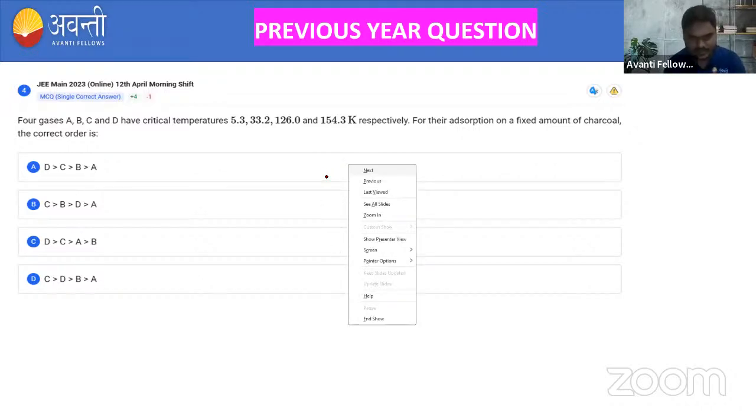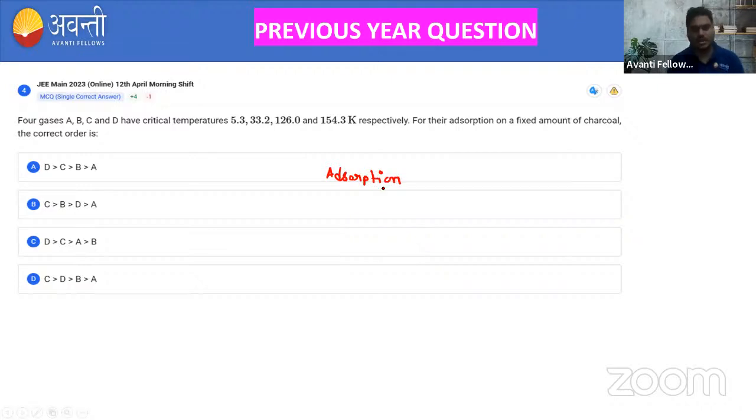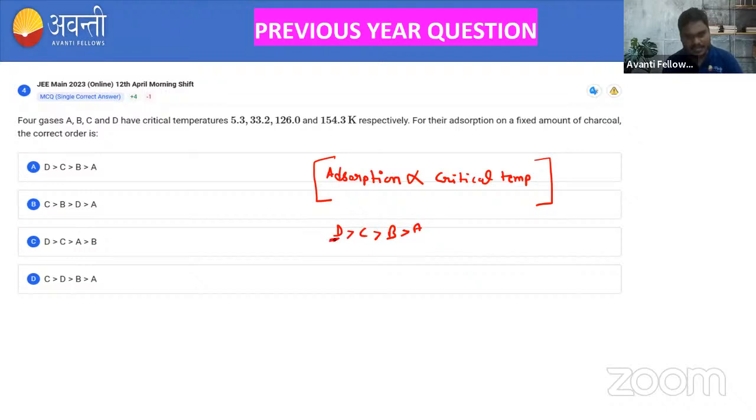Let me write. Adsorption is directly proportional to critical temperature. Those having more critical temperature will be adsorbed more. For example, D having the maximum critical temperature of 154.3 Kelvin, so they are adsorbed easily. So the correct option is D, C, D, and A, with D having the maximum critical temperature and A having the minimum critical temperature. So the correct order is.